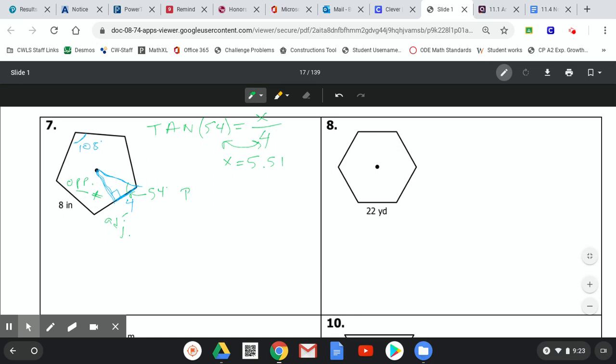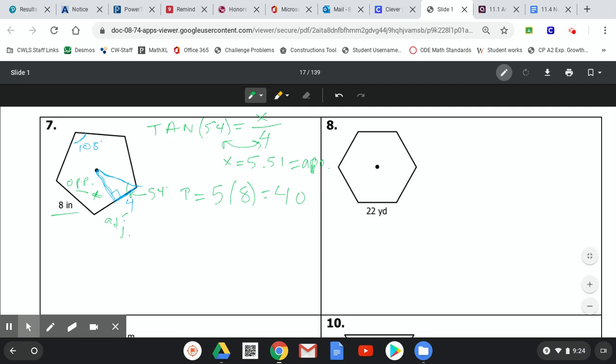So perimeter, super easy peasy. Here we go. The side length is 8. We have how many sides? 5. 5 times 8. That gives us 40. All right. We have what our apothem is. And we got it. This is the apothem. Okay. This is apothem right here. All right. APO for apothem. That's it. We don't have to do anything with it.